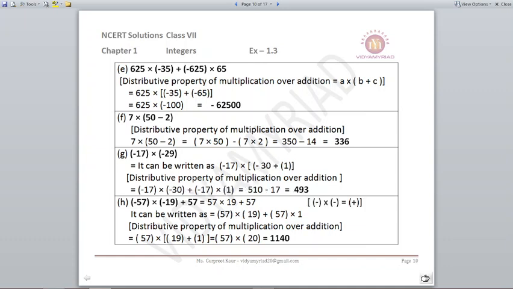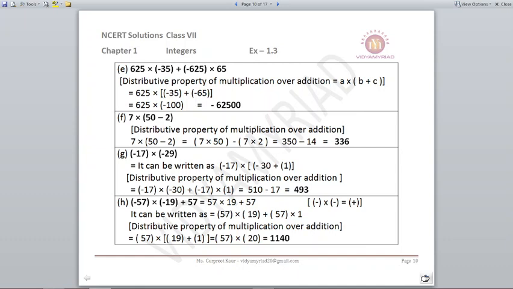G part, minus 17 multiplied by minus 29. Now 17 can be written as minus 17, and I need minus 29. How will I get 29? 29 is 30 minus 1. But I need minus 29, so I will write minus 30 plus 1 in order to get minus 29. Open the bracket, you will get minus 17 into minus 30 plus minus 17 into 1. Your answer comes to 493. Just take care of the minus sign.